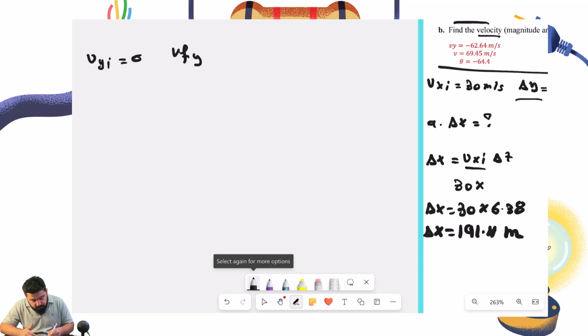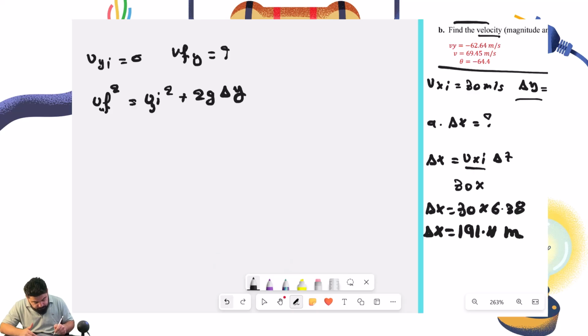What equation can I use? I can use this equation: V final squared is equal to V initial squared plus 2g delta y. Why should I use this one? Because I have delta y, I have V initial. Of course this is Vy, this is also Vy, and this one is Vy too. So this one is 0. I have Vy final squared, which is equal to what?